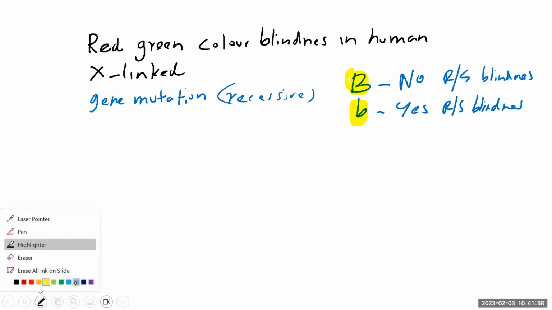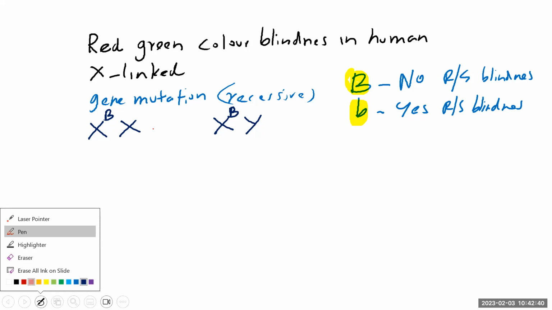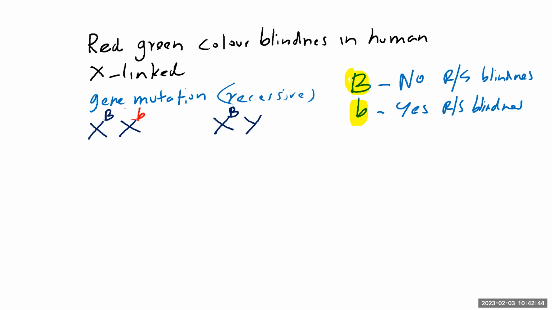So we try to make this situation like this. Mother, X and X, and father, X and Y. Now these genes are only on X chromosomes, not Y chromosomes. Father is healthy. It has capital B. Mother is also healthy. Capital B. But mother has a recessive one as well. Now parents are healthy. When parents are healthy, what will happen in children?